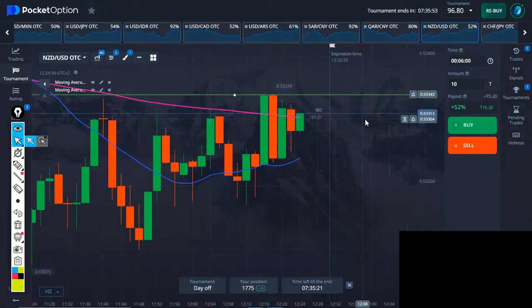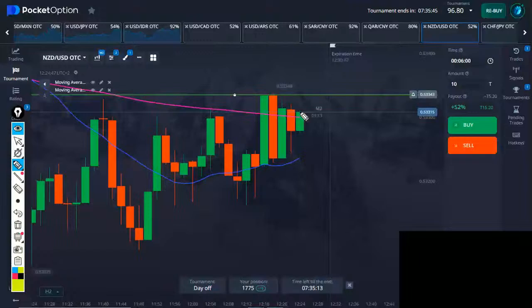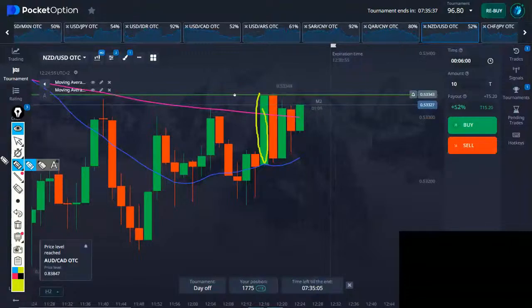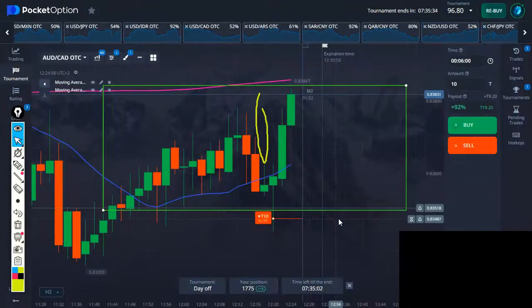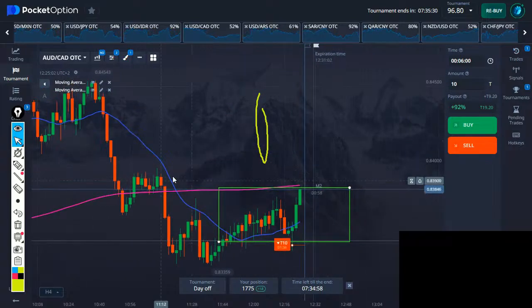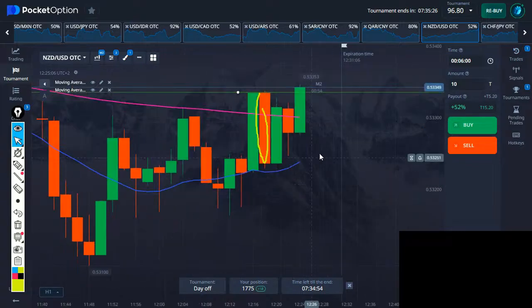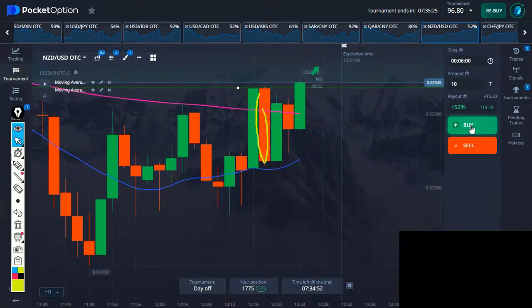Alarm is here. Okay. Excuse me. The buyers are clearly stronger. Look at AUD CAD. We have a signal to the downside. Nope, to the upside. I prefer not to take it. NZD USD. Beautiful. That's happening. I'll take it for 6 minutes.